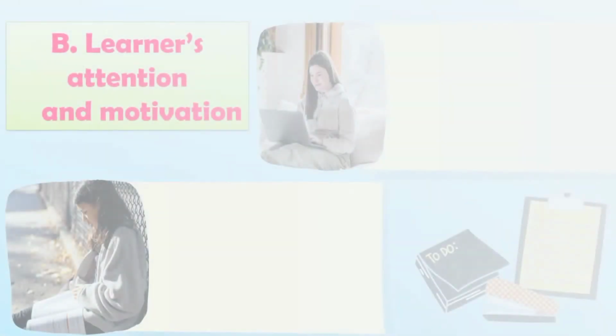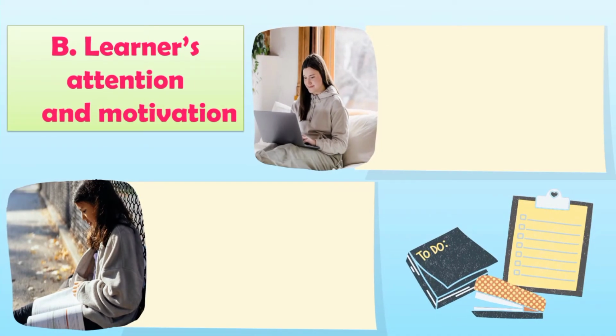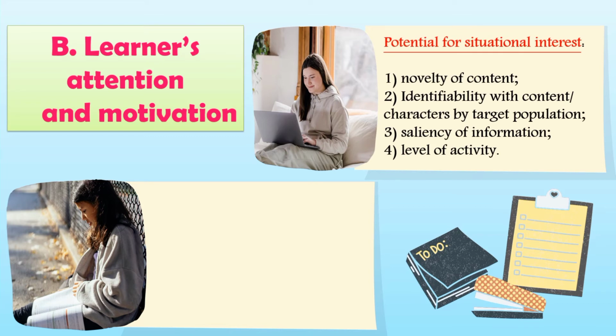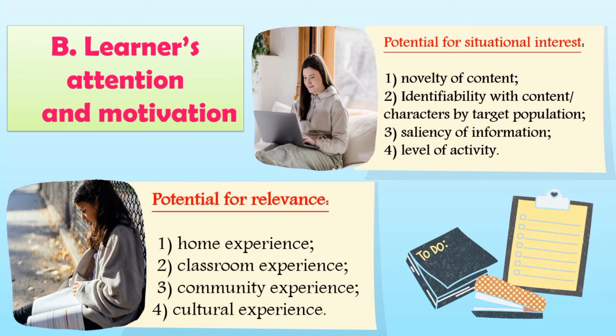The second guideline is the learner's attention and motivation, and this is being divided into two. We have potential for situational interest, and the second one is potential for relevance. In potential for situational interest, it is subdivided into four. We have the novelty of content, identifiability with content or characters by target population, saliency of information, and the last is level of activity. While in the potential for relevance, we have home experience, classroom experience, community experience, and cultural experience.